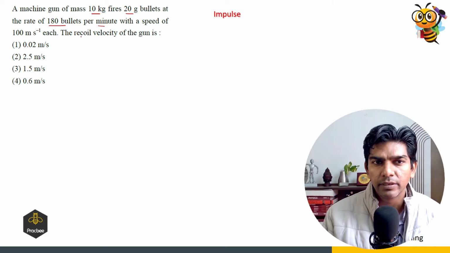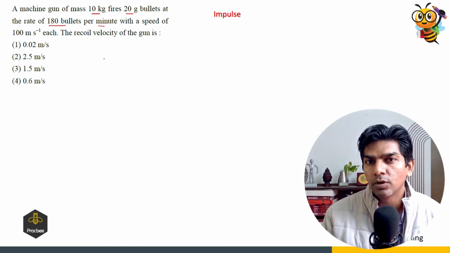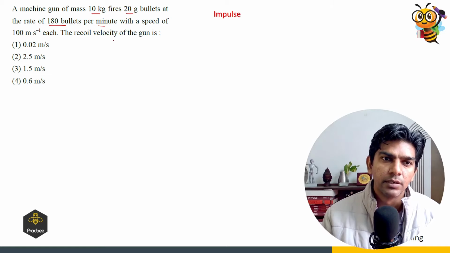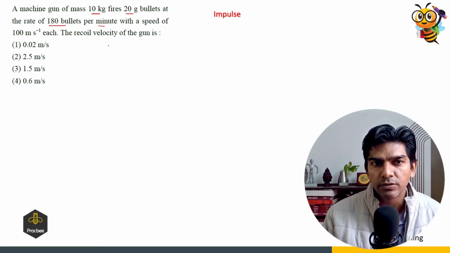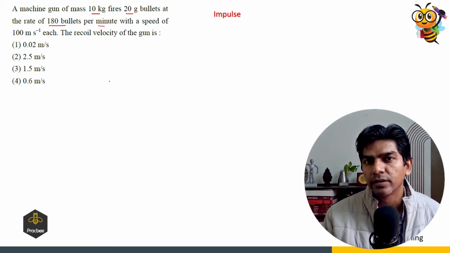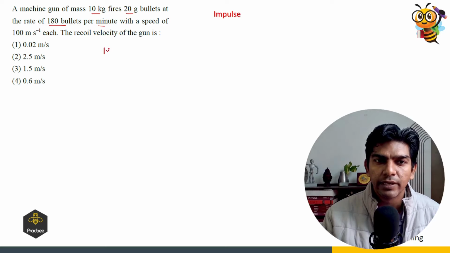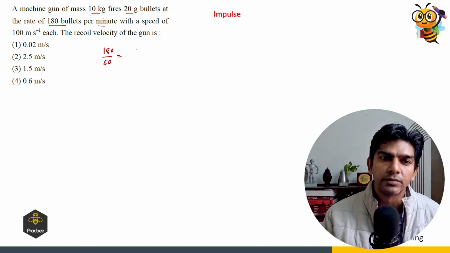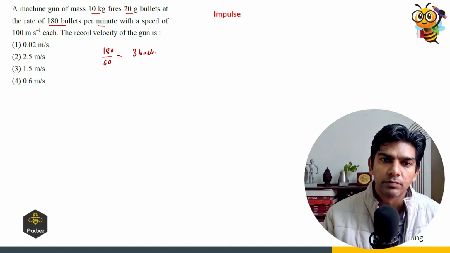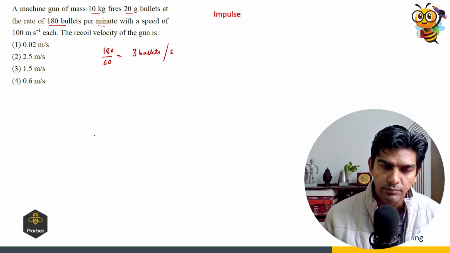So let us find the recoil velocity after 1 second, when the firing begins. So after 1 second, how many bullets are fired? 180 bullets are fired in 1 minute, so it will be 180 divided by 60. That will give us the number of bullets fired per second. So 3 bullets are fired per second, right?